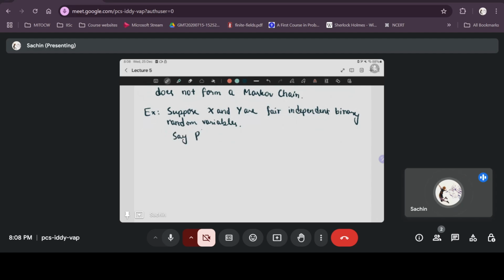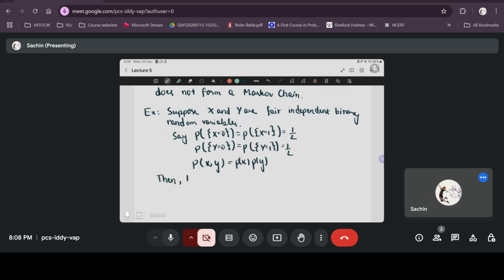Say the probability of x equals 0 is equal to the probability of x equals 1, which is half. The probability of y equals 0 is equal to the probability of y equals 1, which is half. The joint probability of xy is the probability of x times the probability of y. That is, the value of x does not depend on y, and the value of y does not depend on x. Then let z be the random variable x plus y.